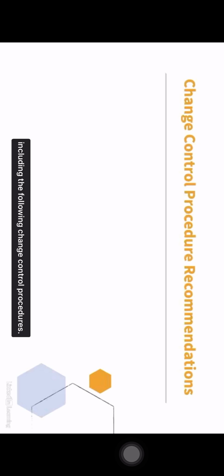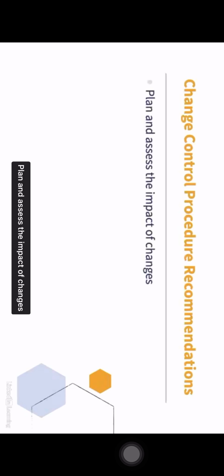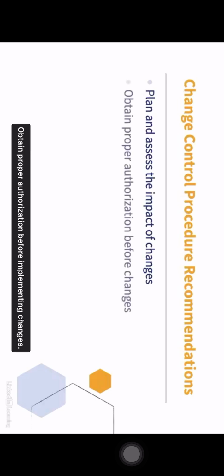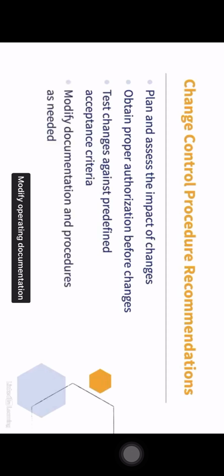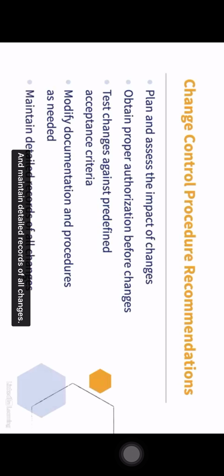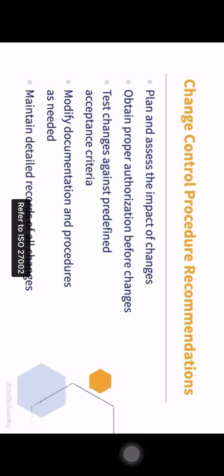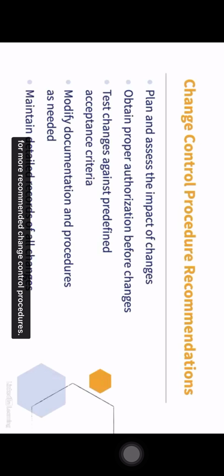ISO 27002 recommends including the following change control procedures. Plan and assess the impact of changes, taking into account all dependencies. Obtain proper authorization before implementing changes. Test changes and ensure they meet predefined acceptance criteria. Modify operating documentation and user procedures as needed to reflect the changes accurately. And maintain detailed records of all changes. Refer to ISO 27002 for more recommended change control procedures.